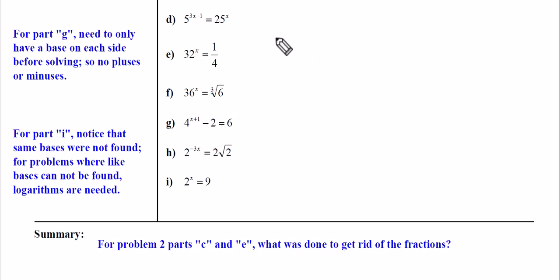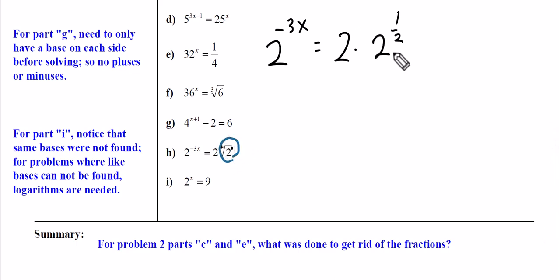Wow, problem H. Okay, the left side is already 2 to the negative 3x, so that's cool. This is 2 radical 2, so what's radical 2? There's a little 2 on the outside and a 1 on the inside. That's a 1/2 power. Now, let's do some more math here. We've taken care of the square root of 2. That's 2 to the 1/2 right here.